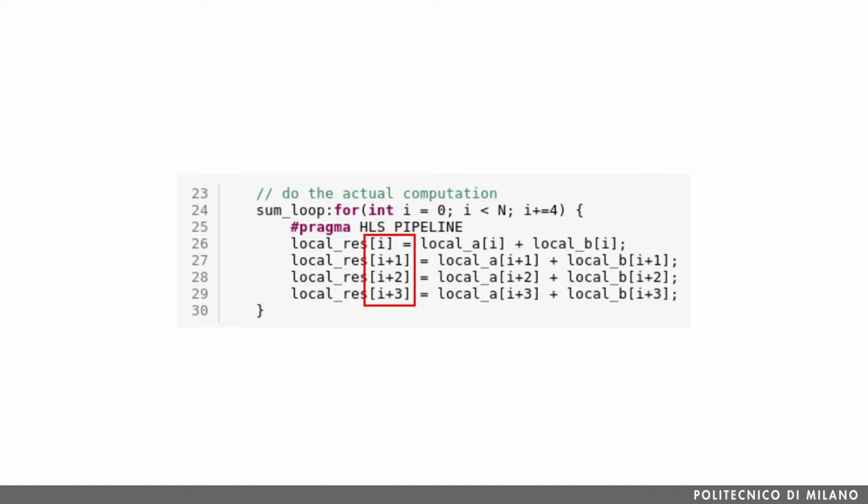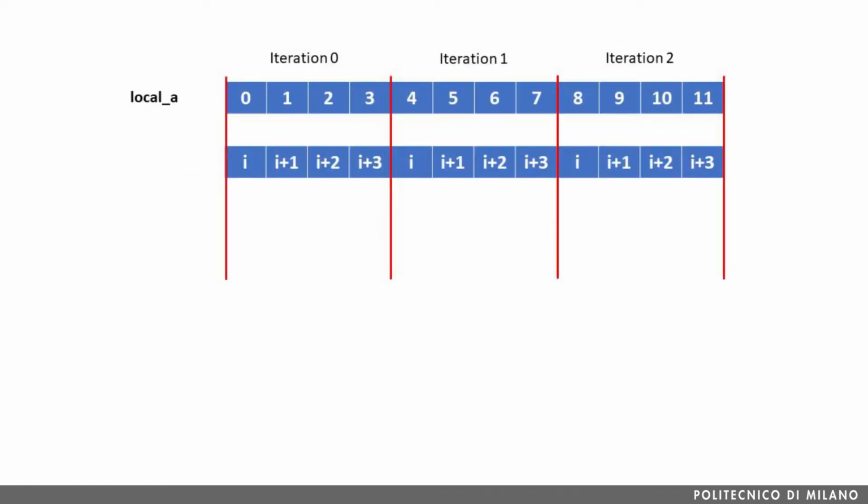It is also important to note that the value of I increases with a step of 4 in every iteration. Hence, the elements that we need to access change from iteration to iteration. Here we have a picture of which elements of array local A are accessed over the iterations of our unrolled loop. In order to be able to achieve an initiation interval of 1 clock cycle, we need a way to access elements 1, 2, 3, and 4 in parallel, as well as elements 5, 6, 7, and 8 in parallel, and so on. To achieve this, we can apply the array partitioning technique.